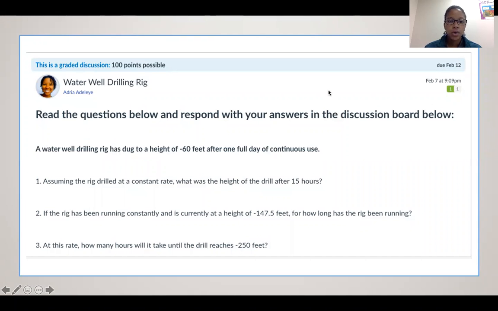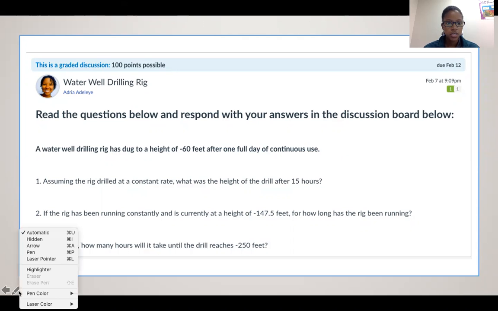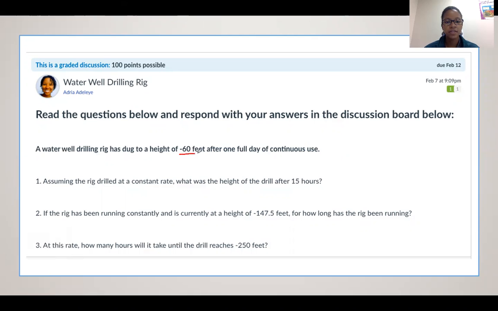Read the question below and respond with your answers in the discussion board below. This is about your water well drilling rig. So let's take a look at this assignment. It says a water well drilling rig has dug to a height of -60 feet after one full day of continuous use.